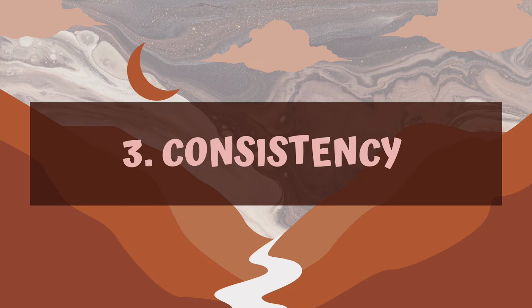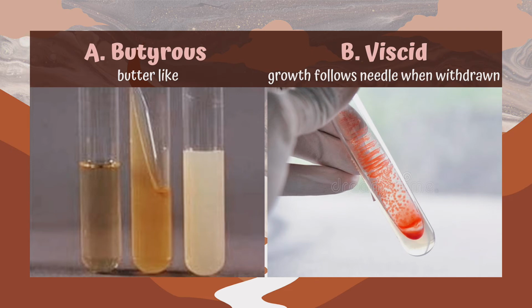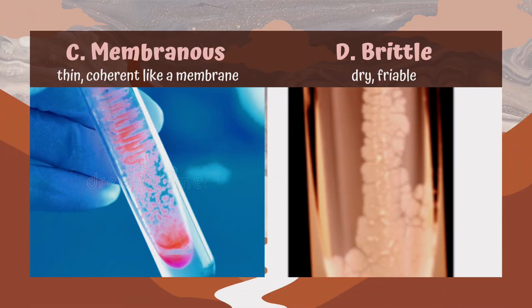We can also do the optical characteristics. So, what are the 4 consistencies of the agar slant? First, it can be butyrous. Butyrous is a butter-like texture. Second, it may be viscid, with growth following the needle when withdrawn. And the third one is membranous. It is thin, coherent, like a membrane. And lastly, the brittle or dry.